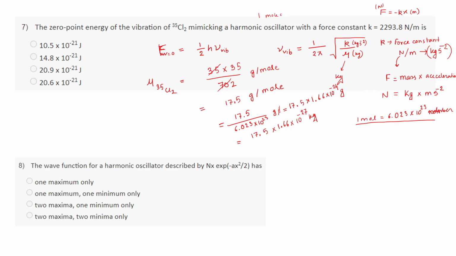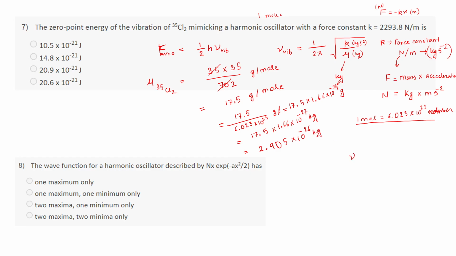Did you follow this part, what I am doing, Avantika? Did you understand? These kinds of mathematics would be there, so you have to solve for mu also in rotational spectroscopy. Then also you remember how to get these things. 17.5 into 1.66 into 10 to the power minus 27, that would give me 2.905 into 10 to the power minus 26 kg.